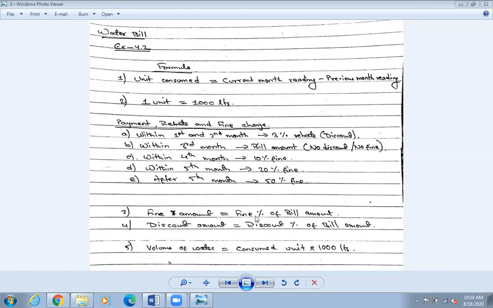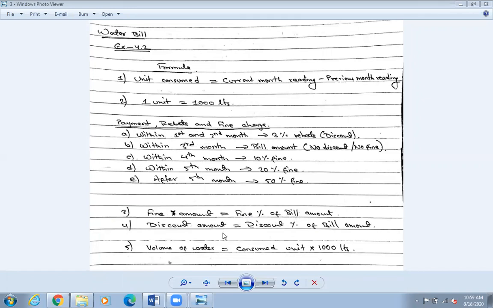So fine amount, how to find it? Fine percentage of bill amount will be the formula of fine amount. Discount amount means discount percentage of bill amount. If the bill is 500, that means 10% otherwise 3%. 3% means 3 divided by 100, of means into bill amount, means 500. In that way you need to calculate it. If discount is 3% then 3 divided by 100 into 500. Fine 50%, and 50 divided by 100 into 500, then you'll get the fine amount.